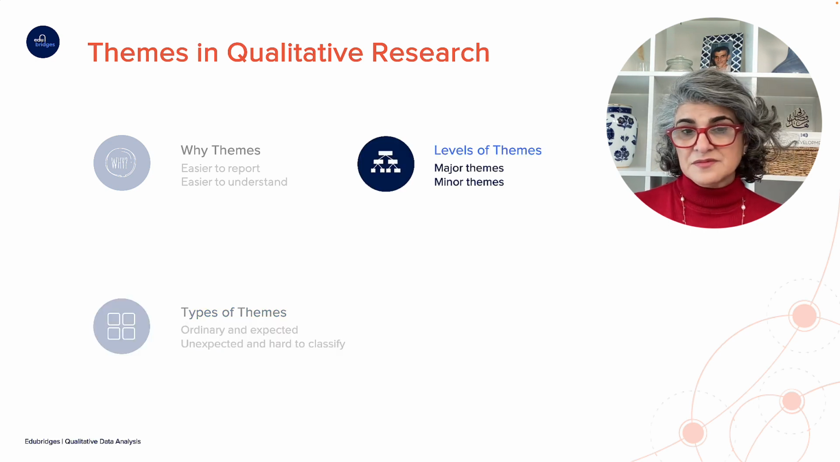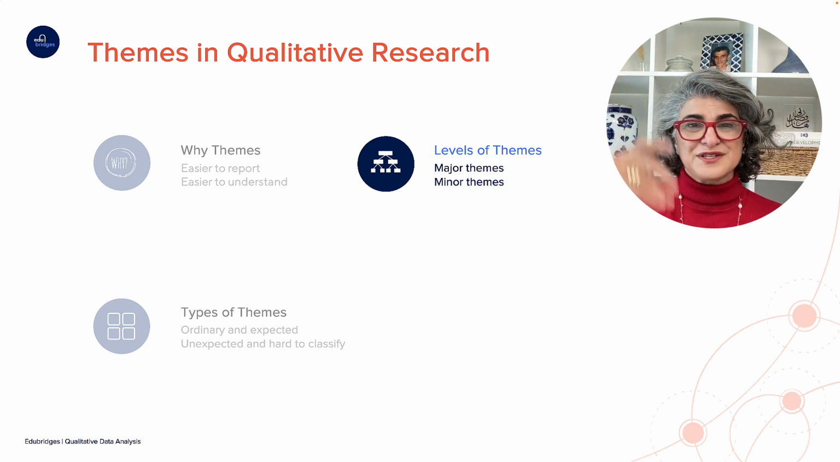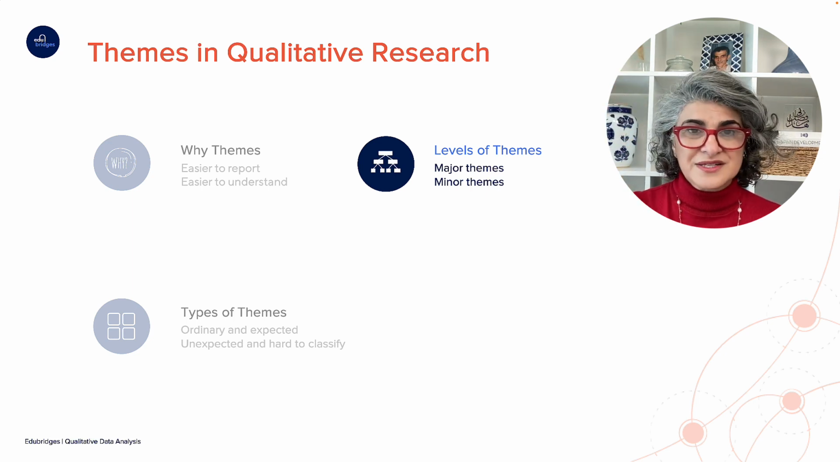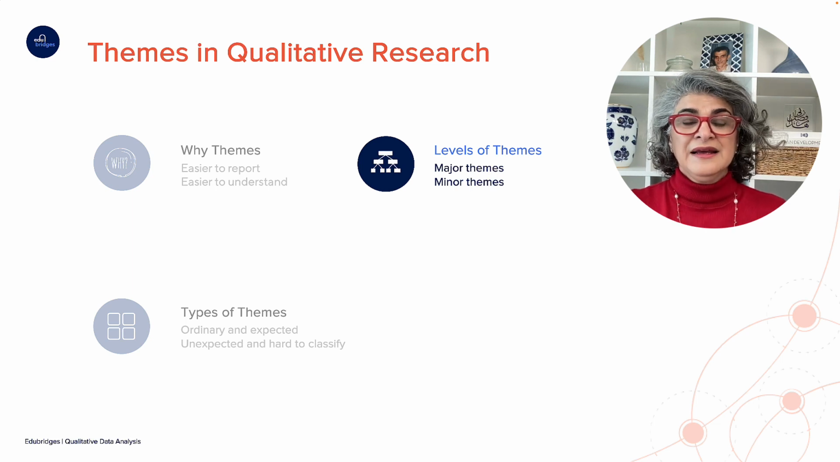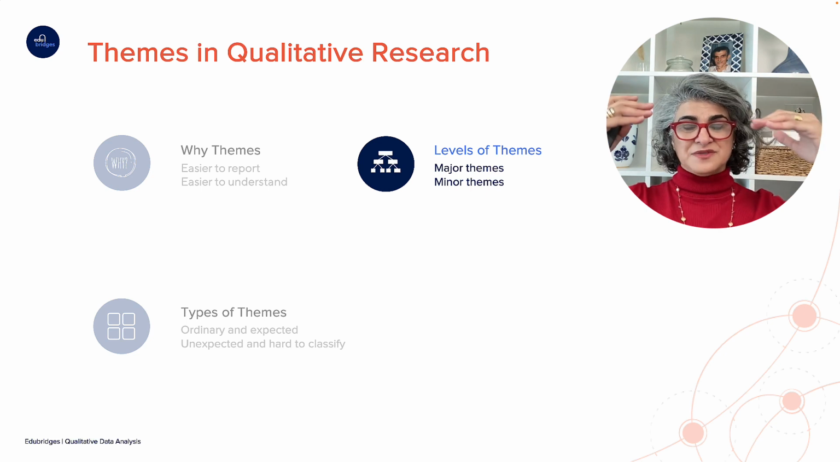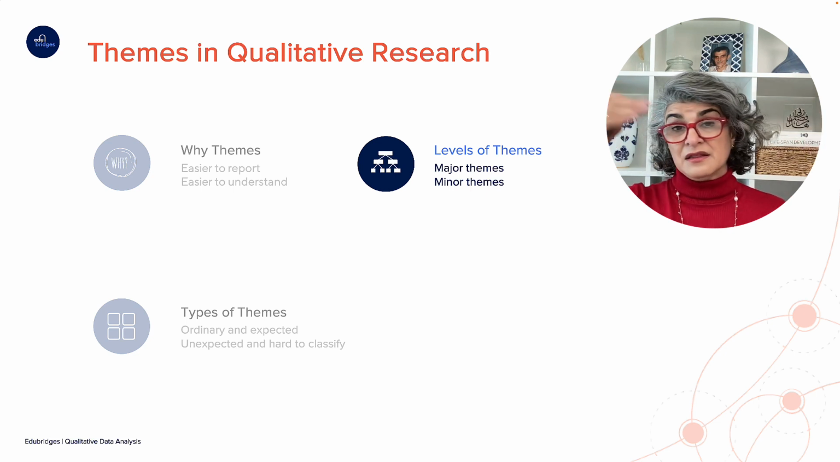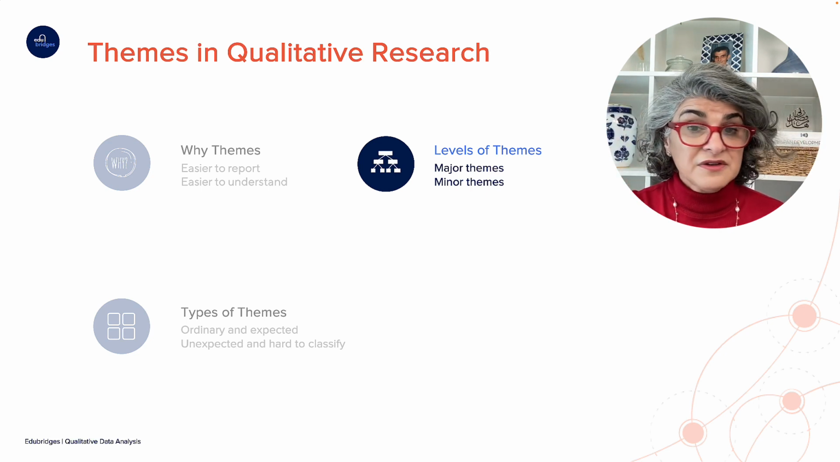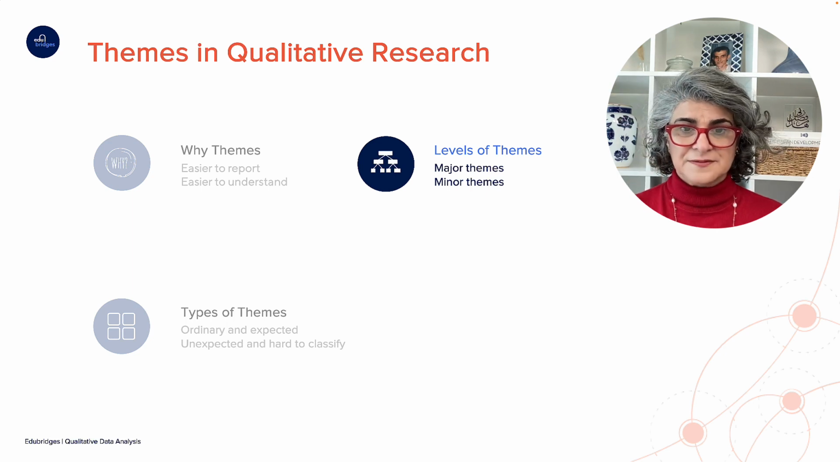The levels of themes, you can already think of the structure of the tree or the visual organizer or the concept map, from which you can help your reader understand where the major themes are and what the sub-themes are. The sub-themes can be more than one level. It's not always two levels.